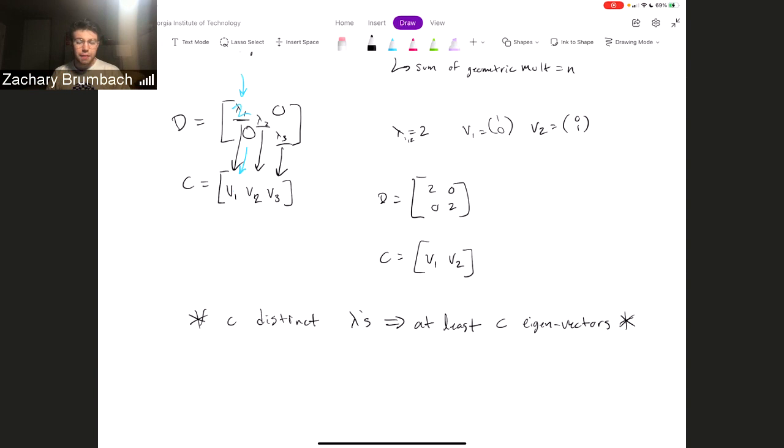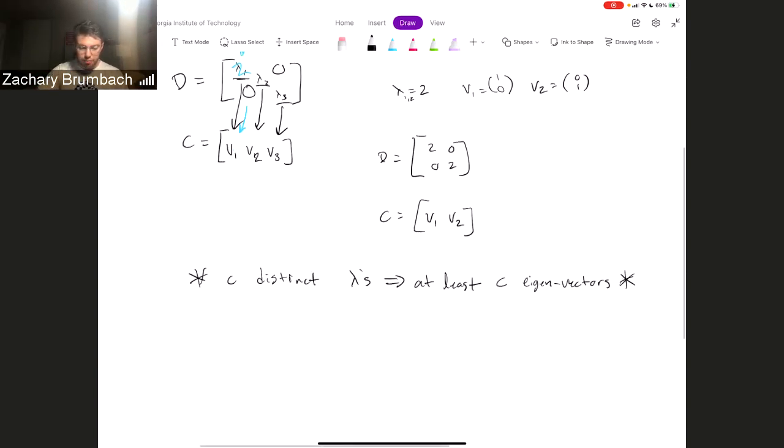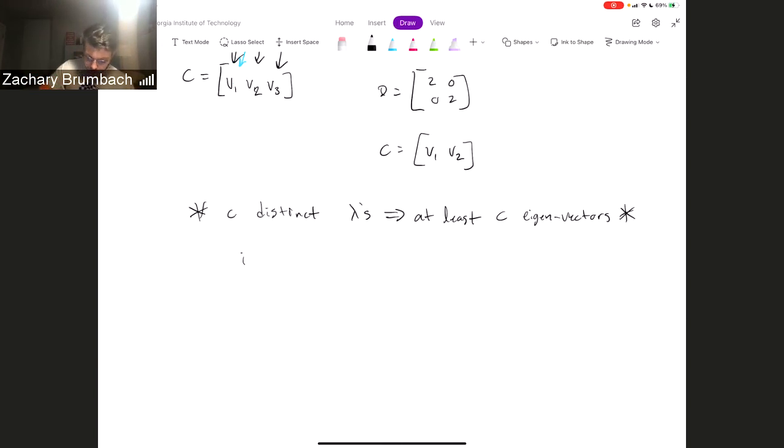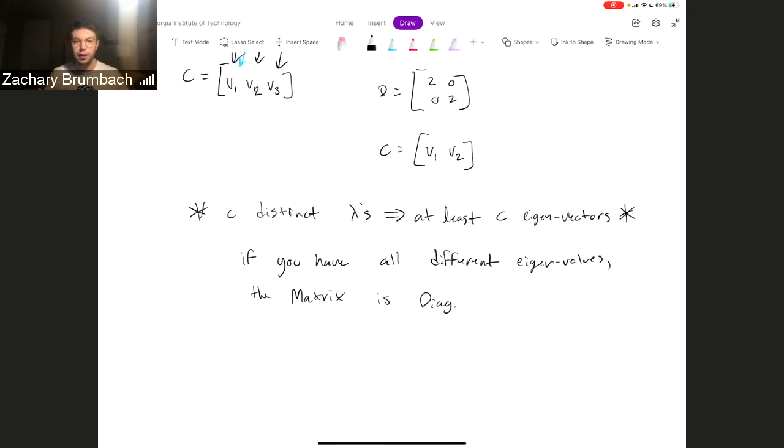So when you have repeated stuff, that's when it gets complicated. Following this statement, you could say if you have all different eigenvalues, the matrix is diagonalizable.